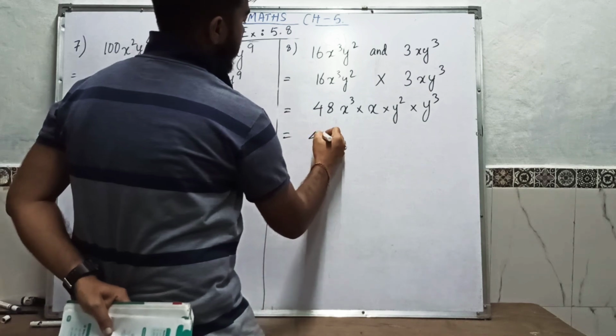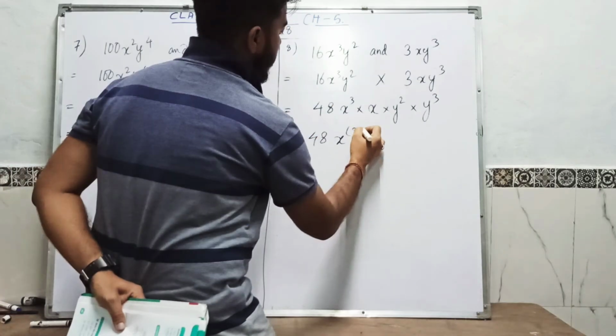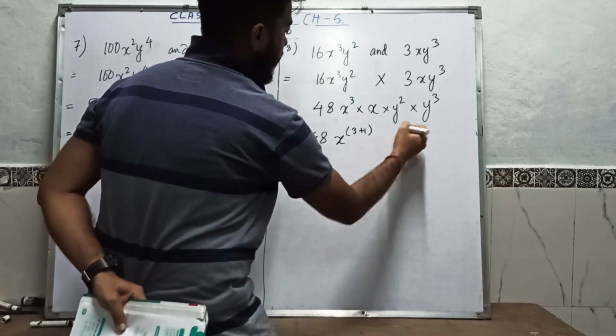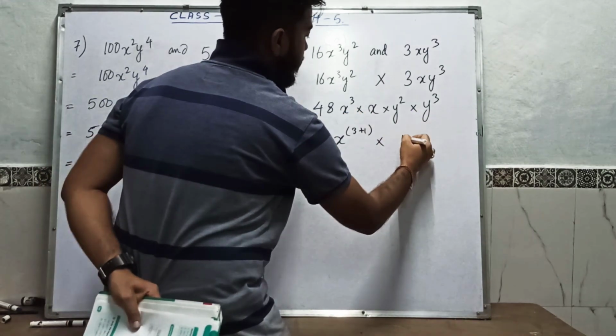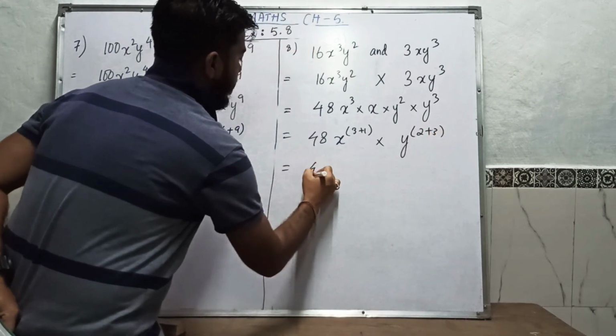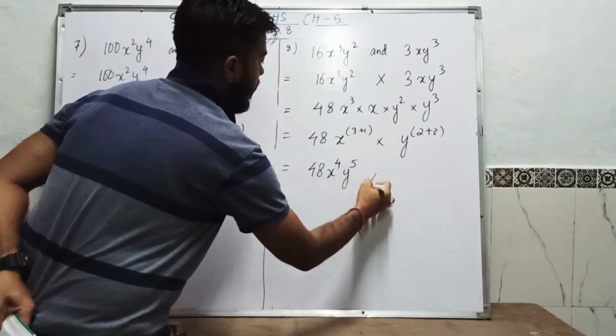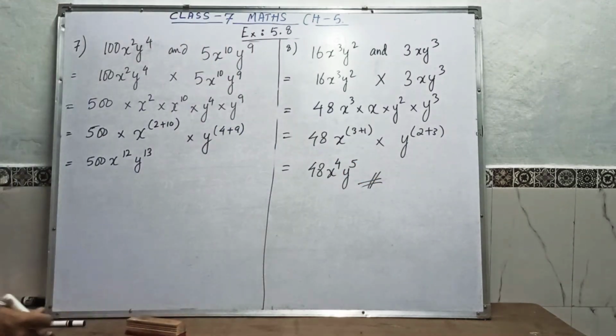Okay, so you will get 48 x to the power 1 and 3. So you will get 3 plus 1 because the bases are same, into, here also the bases are same, y to the power 2 plus 3. Okay, so you will get 48 x to the power 4 y to the power 5. This is our solution number 8.